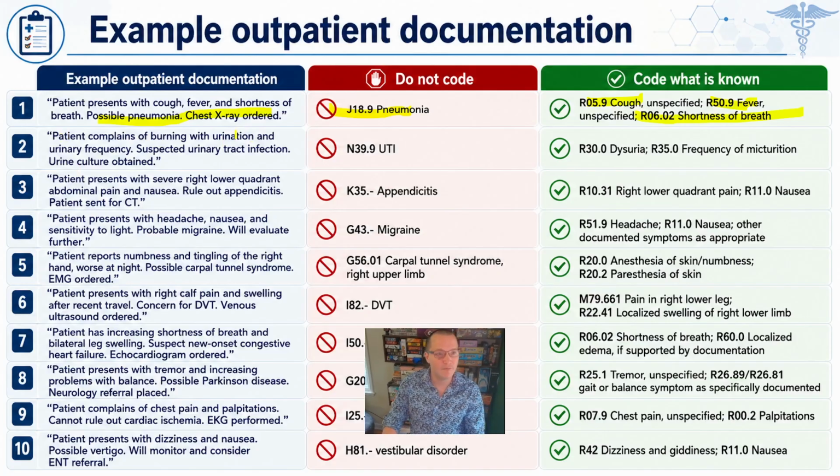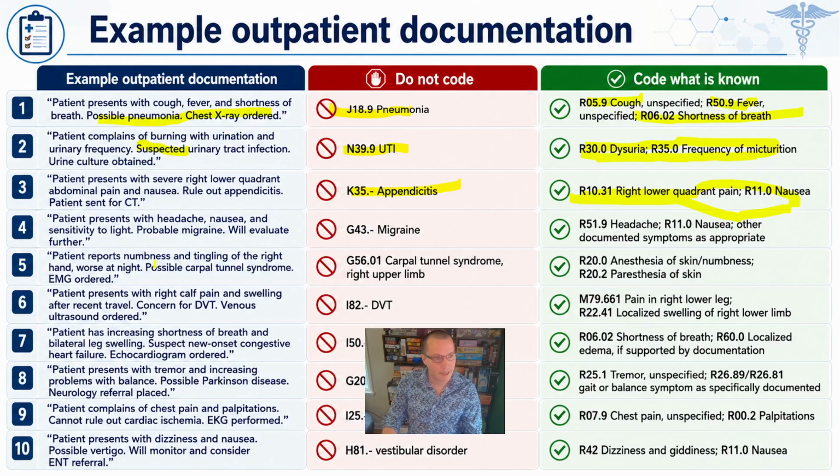Patient complaining of burning with urination and urination frequency. Suspect a urinary tract infection. No bueno, we can't code that UTI. Instead, we have to code dysuria and frequency. Patient presents with severe right lower quadrant abdominal pain and nausea. Rule out appendicitis. We cannot code the appendicitis. Instead, we're just going to be coding the pain.